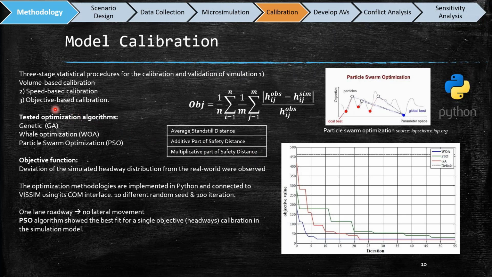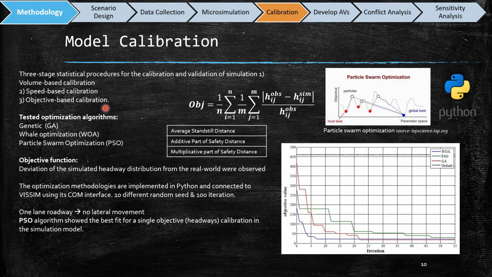So there are many methods. We have volume-based calibration, speed-based calibration, and objective-based calibration. Prior studies focus on them, and some of them maybe use a merge of them for calibration. But here we focus on objective-based calibration, and our objective is the headway between vehicles.